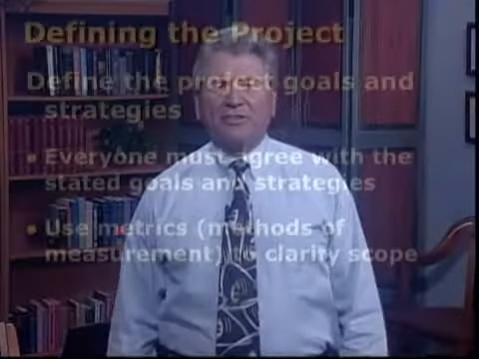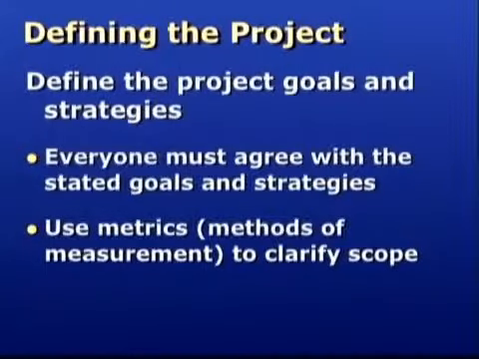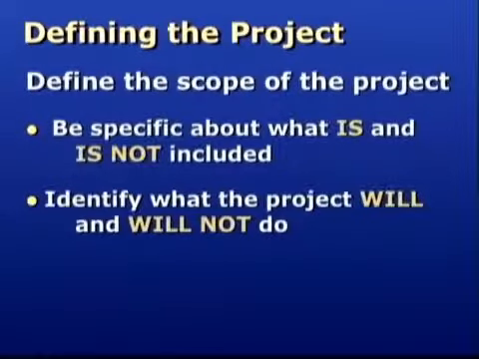The first stage of the project life cycle is the define stage. The project manager must confirm everyone associated with the project is on the same page. Everyone must agree with the project goals and strategies. Also remember the M in SMART goals. The M stands for measurable. Use the metrics specific to your project to clarify the scope of what needs to be done. The scope of the project must be clearly articulated.